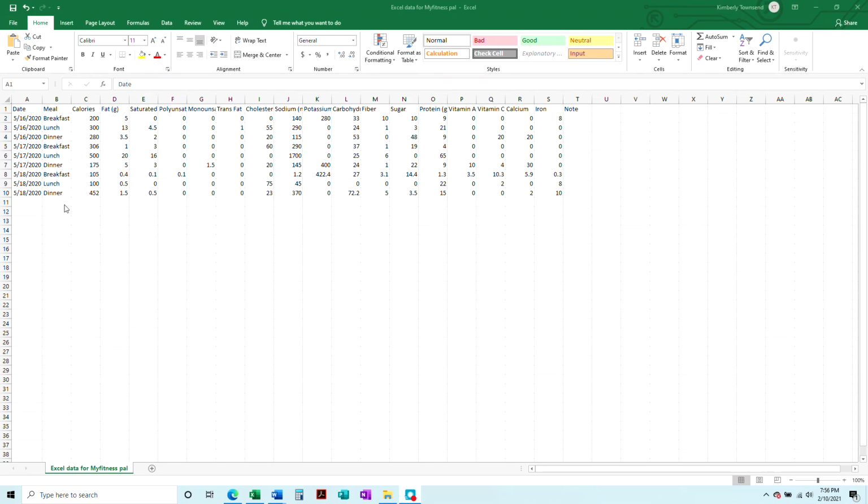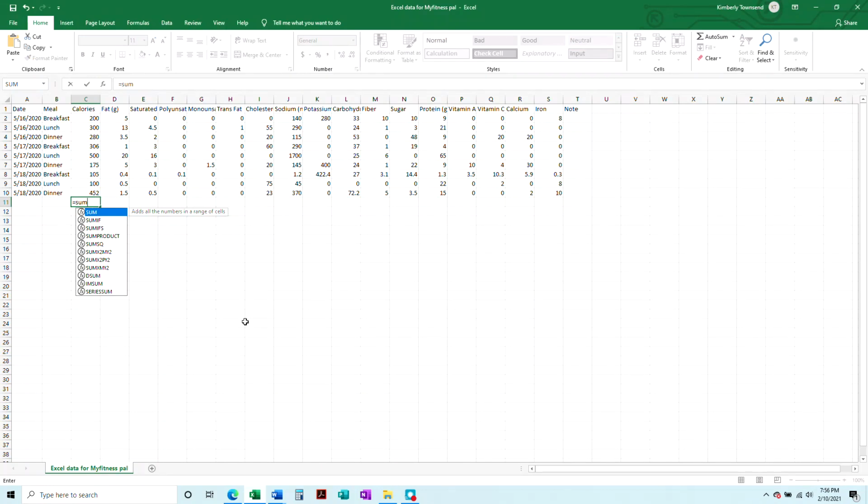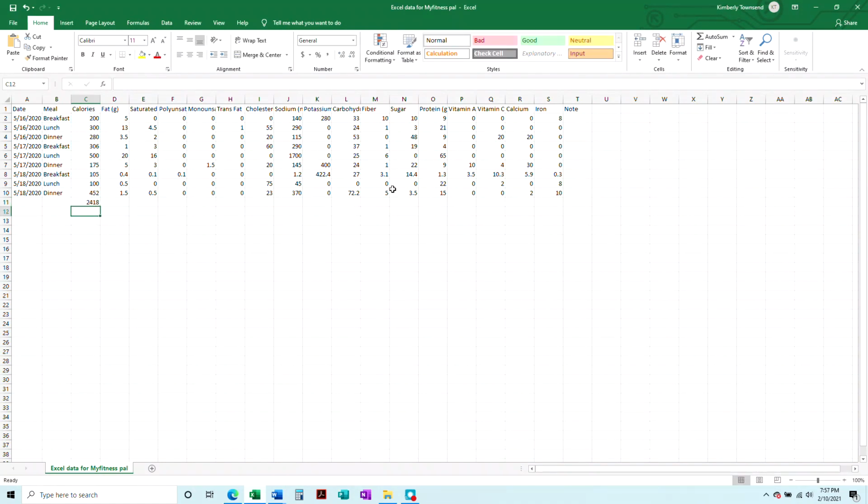Now, one of the easiest ways to do the averages here is to click on the bottom box right here, do the equal sign, write the word sum, open parentheses, highlight all of the boxes, do a close parentheses and hit enter. That will add up all 3 days. On the next line below it, you'll do an equal sign, click that same box above, hit the divide sign and divide by 3.